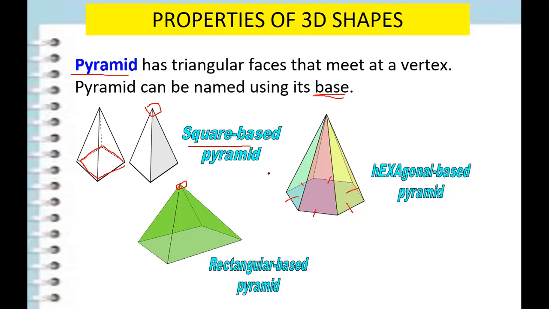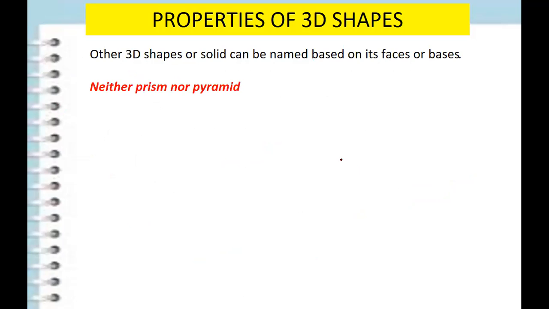Okay, so prisms and pyramids. How about those 3D shapes that belong to neither pyramid nor prism? What do we call them? They will only be called by their basic names. So these are the 3D shapes that are neither prism nor pyramid. So, a cone.